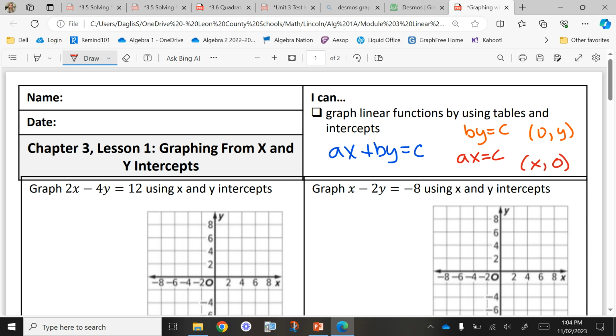All right, so we're going to get an x-intercept, we're going to get a y-intercept, and it only takes 2 points to make a line. So once I have those 2 points, we're going to connect them and call it a day. Ready to do it? All right, let's do it.